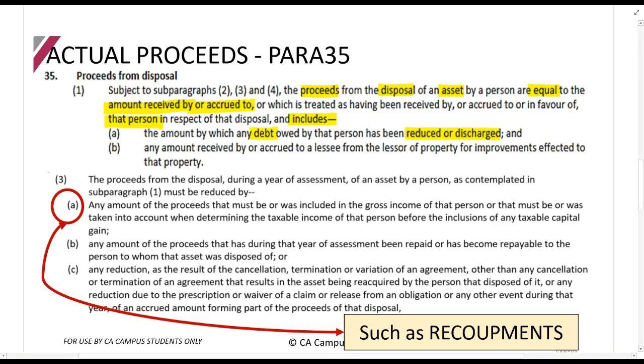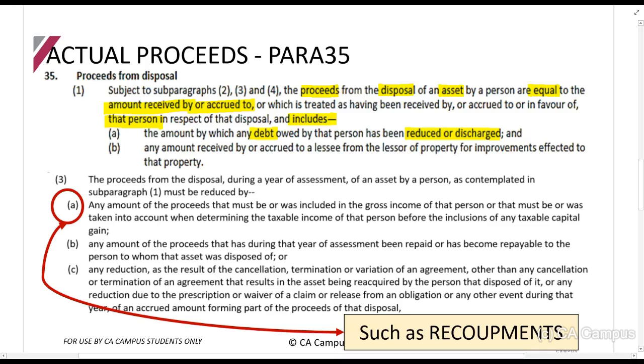They say it also includes the amount by which any debt owed by that person has been reduced or discharged. So if you owe someone 30,000 rands and they write that off, that 30,000 can potentially become proceeds. But there's sections on debt that are more important, and they will override this. You'll see as we continue with your studies.